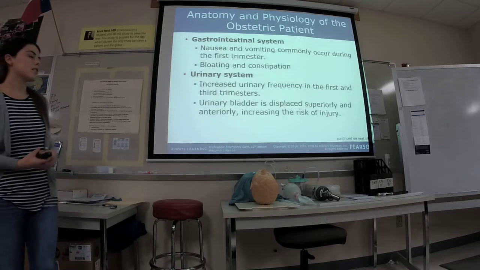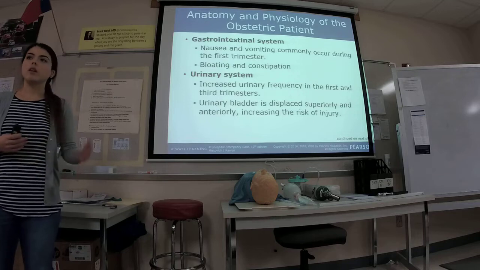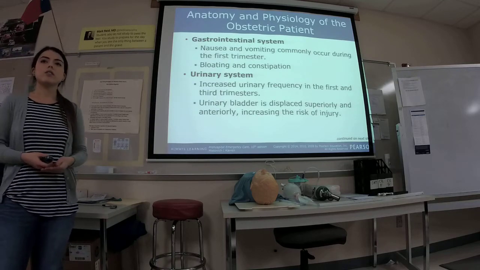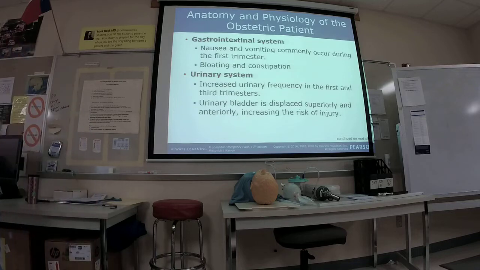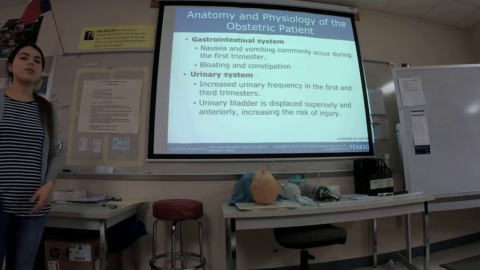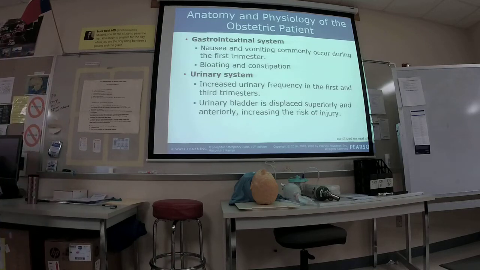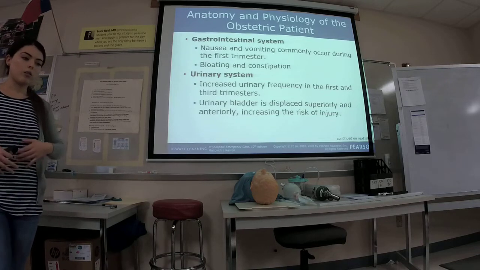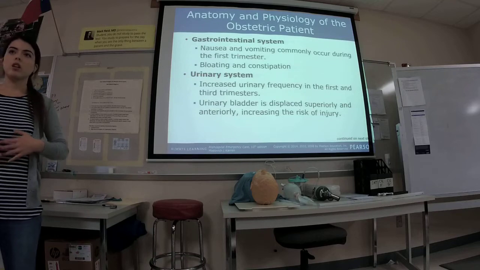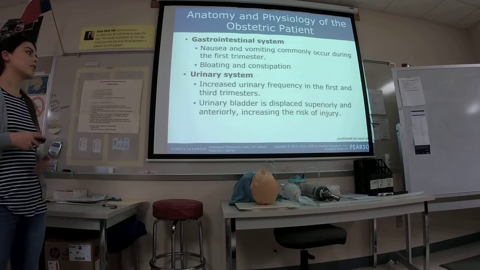For the GI system, especially during the first trimester, you're going to see a lot of nausea and vomiting, or morning sickness. That's just the fluctuation of hormone levels in the woman's body. Bloating and constipation. For the urinary system, there's an increase in frequency of urinating. Also, as the baby is expanding in the uterus, most of the organs are going to be pushed up and out, so that's going to put a lot of pressure on the urinary bladder.